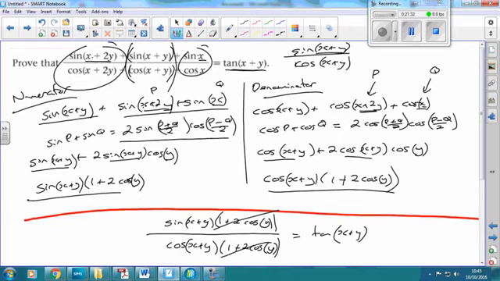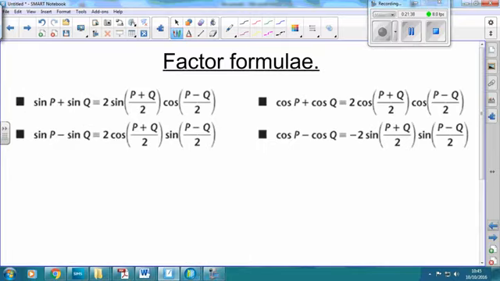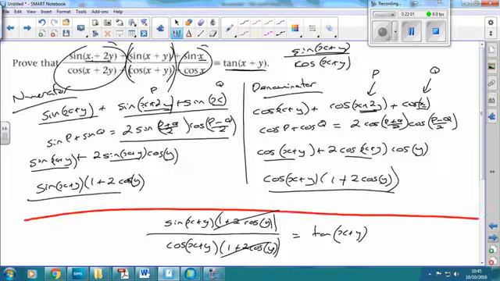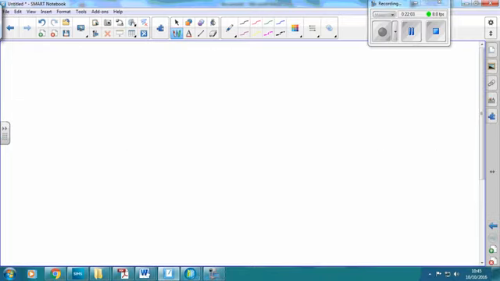So if you've got sine of something plus sine of a different angle, then we've got to use these factor formulae, because this is sine of something plus sine of something, where these two somethings are different angles. So it's just a matter of getting used to knowing when you use these. When you've got either sine and sine or cos and cos, and you're either adding or subtracting, and they're different angles. And that is our final lesson on trig.